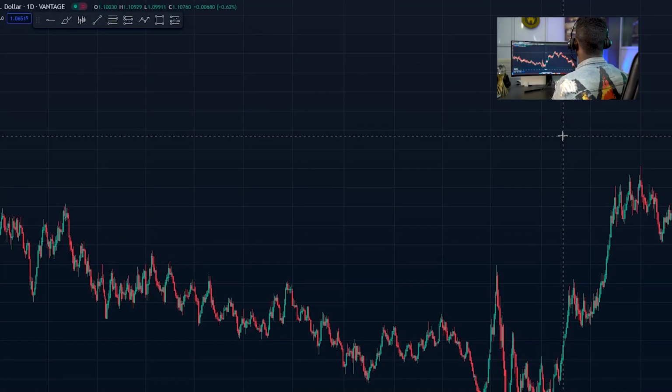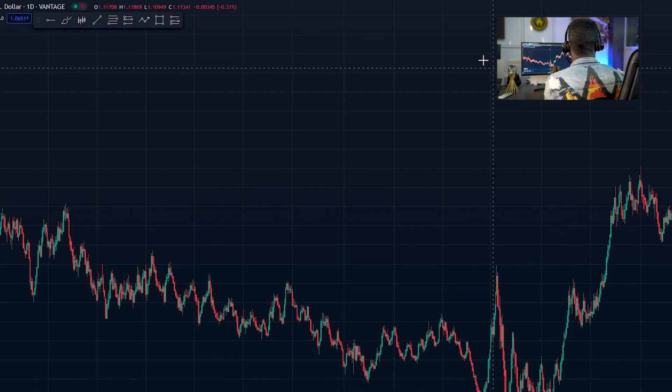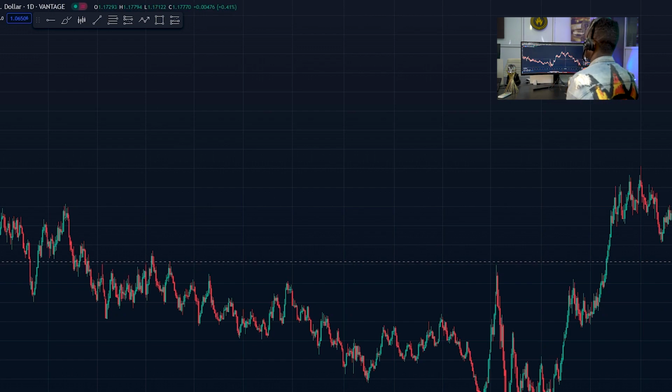All right, so this is a Euro USD chart, the daily time frame of the Euro USD chart. We'll be using this to explain the part 2 of this strategy, which is also the final part of this strategy.